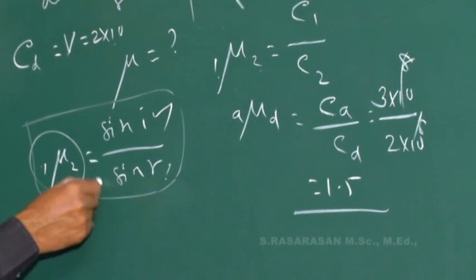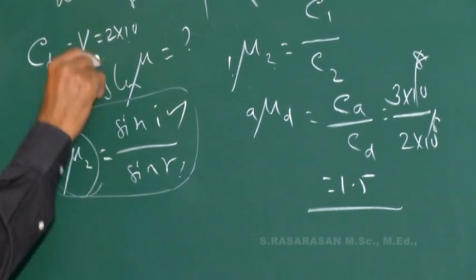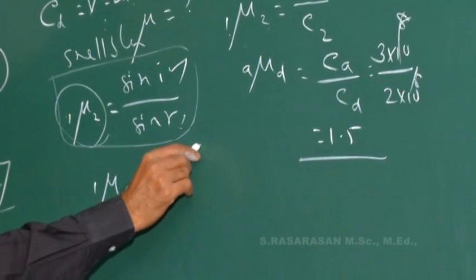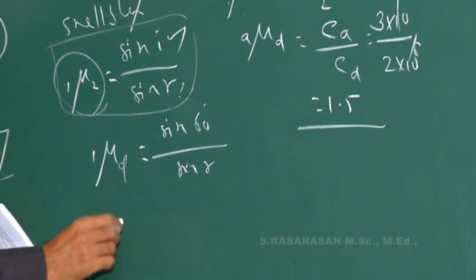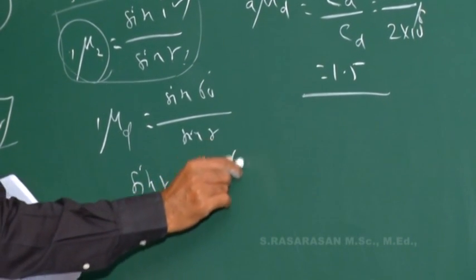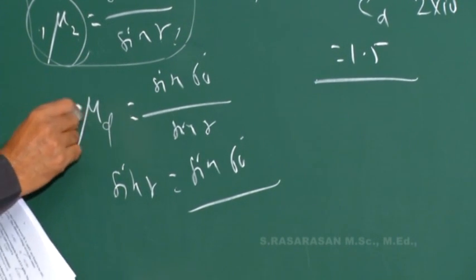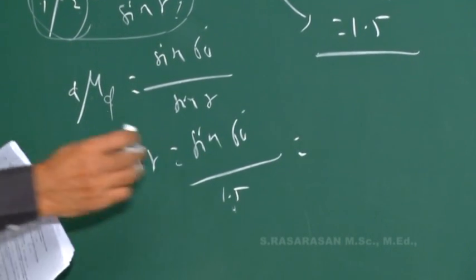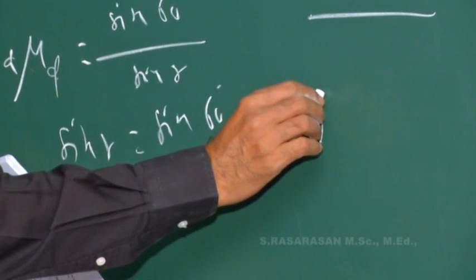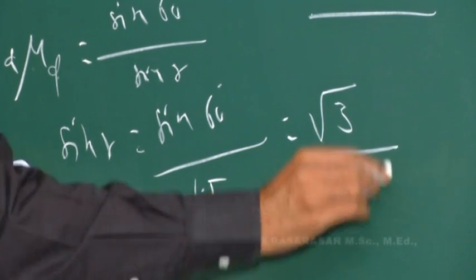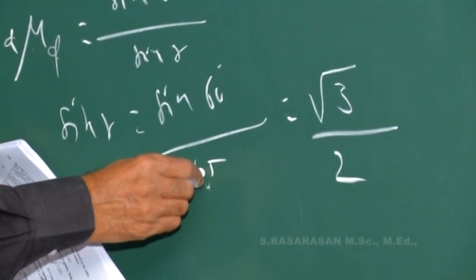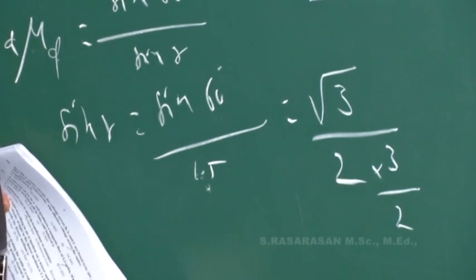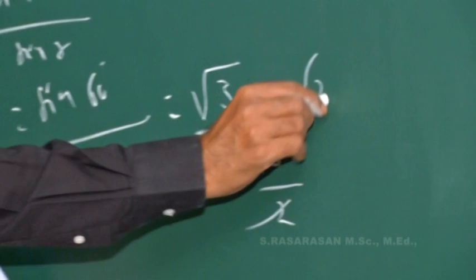Now we can come to Snell's law. The refractive index of the second medium, the denser medium, with respect to first medium is equal to sin I by sin R, that is sin 60 by sin R. So sin R is equal to sin 60 by A mu D. A mu D we just found, is 1.5. Do you know the value of sin 60? Yes, very good, √3/2. Instead of 1.5, let me write 3/2. The 2 cancels, so it is √3/3.